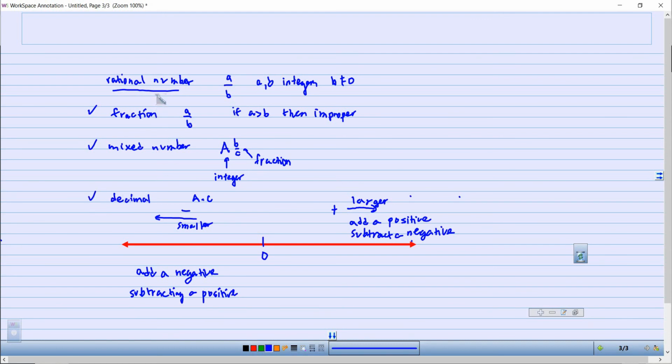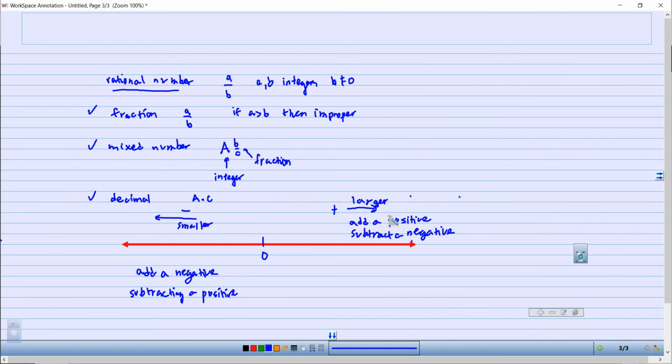By the way, just a reminder, rational decimals will either terminate or have a pattern. If a decimal number does not terminate and does not follow a pattern, then it will be irrational. But we're only dealing with rationals here. And again, on the number line, everything to the right is positive. Everything to the left is negative. As you go to the right on the number line, the numbers get larger. As you go to the left, they get smaller.